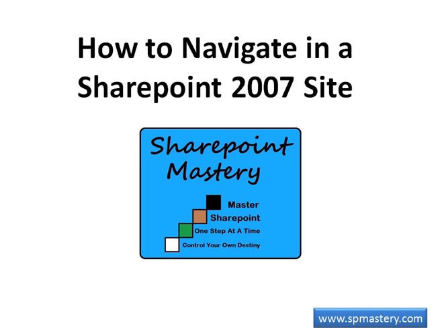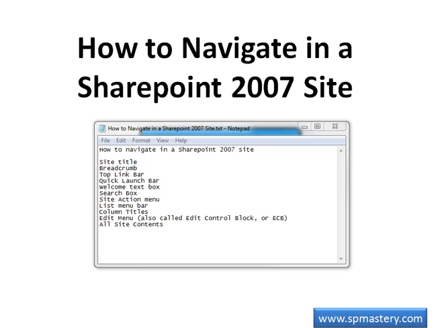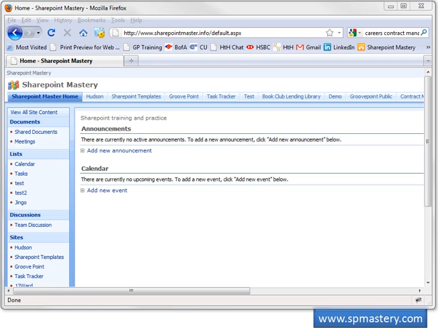This video will move quite quickly, so pause it if you need to. We'll be looking at the site title, the breadcrumb, the top link bar, the quick launch bar, the welcome text box, the search box, the site action menu, the list menu bar, column titles, the edit menu, and the all site contents link. We're looking at a site called Sharepoint Mastery.